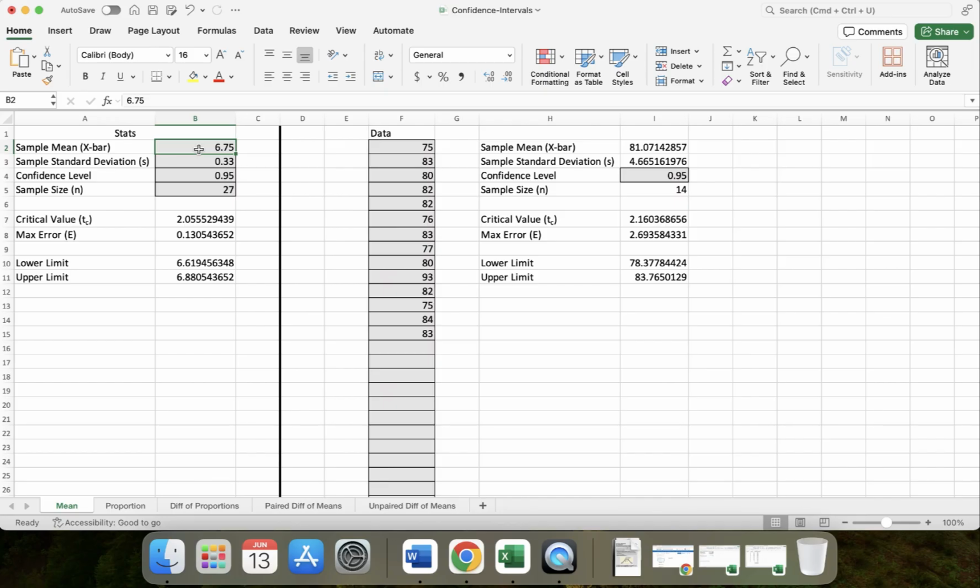I need to identify X bar. So I'm just going to write this down: X bar, the standard deviation S, the confidence level C, and the sample size N. Those four things. Come back to here.